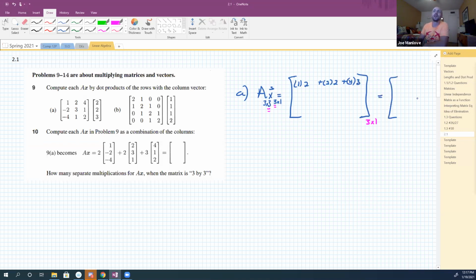Out of that, I'm going to get a number, and that's going to be 2 plus 4 plus 12, which is 18. Out of the second one, you're going to get negative 2 times 2 plus 3 times 2 plus 1 times 3. So that row is negative 2, 3, 1 times 2, 2, 3. And out of that, we get 5, I think. And the last one: negative 4 times 2 plus 1 times 2 plus 2 times 3. You should know how to do this by hand.